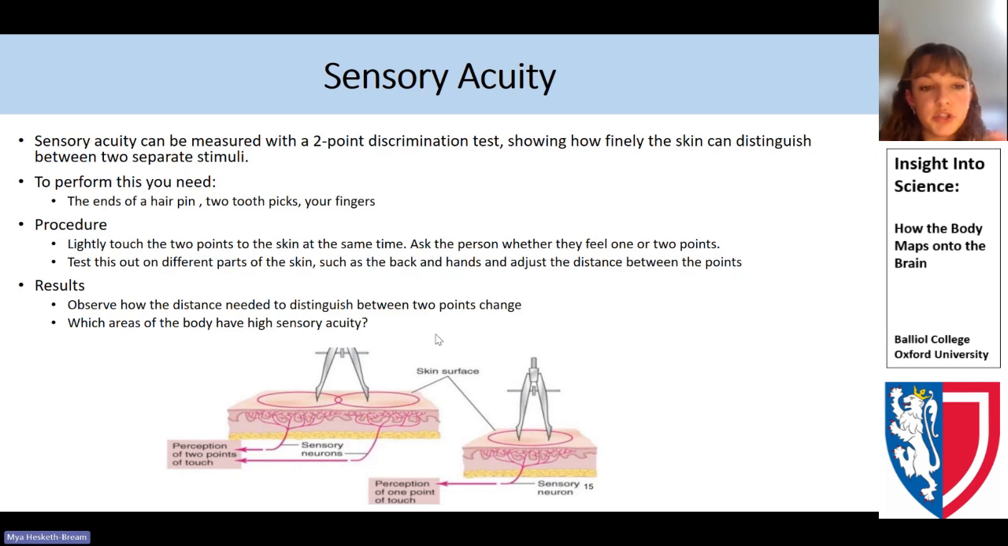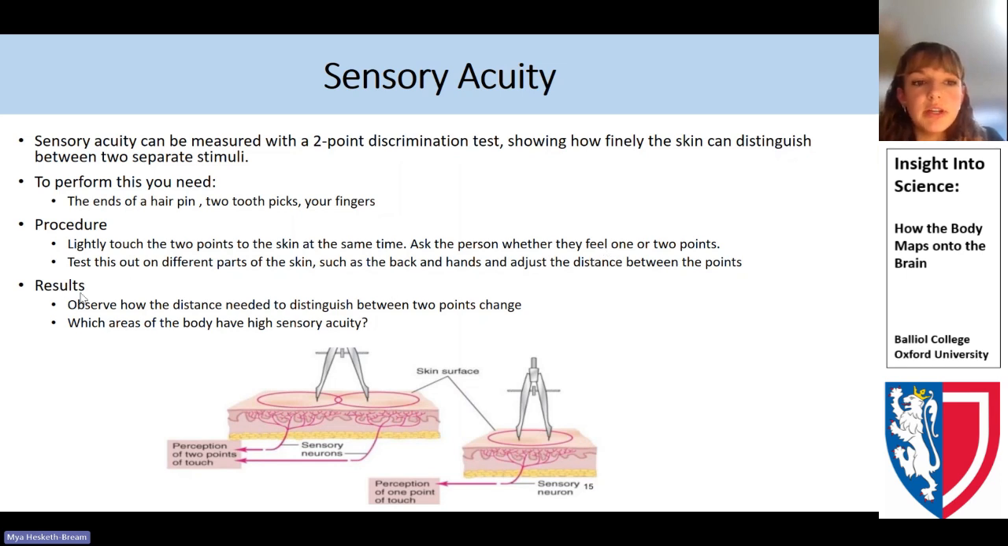And if you have someone to do it with you, a parent or a friend, you lightly touch 2 points to the skin at the same time and ask the person whether they feel 1 or 2 points. The person you're doing it to shouldn't look while you're doing it, and they guess whether it's 1 or 2 points as you adjust the distance between these two points. Test this out on different parts of the skin, like the back or the hands, and then adjust the distance between the points.